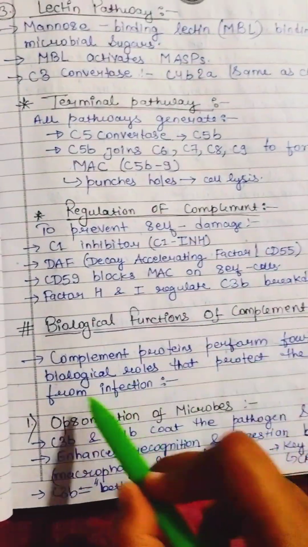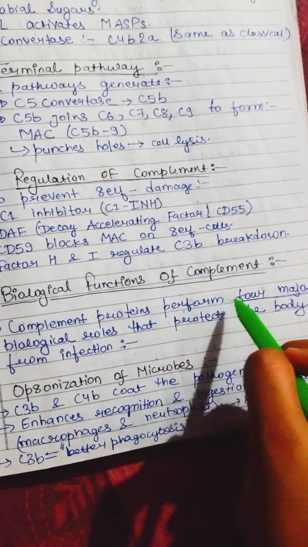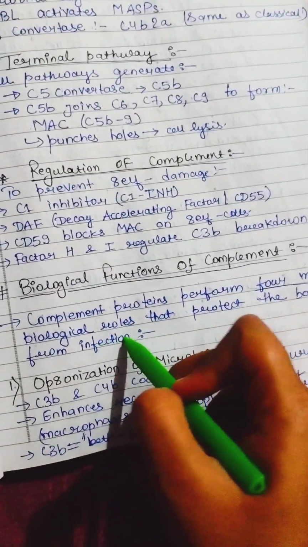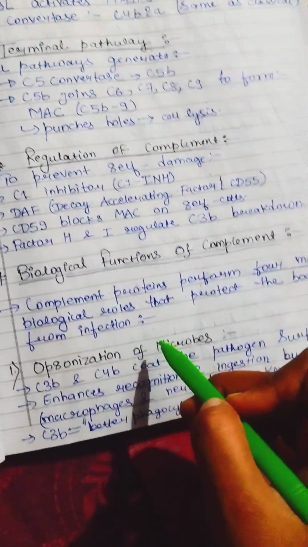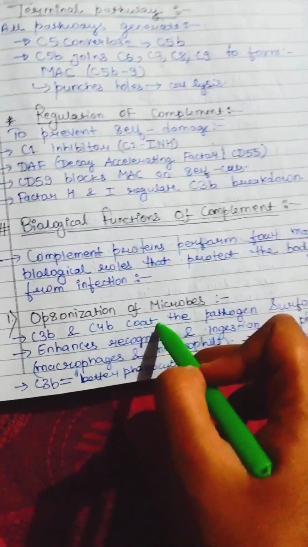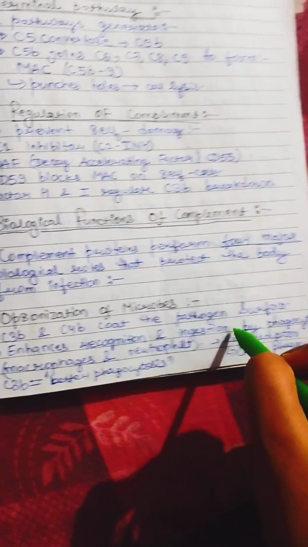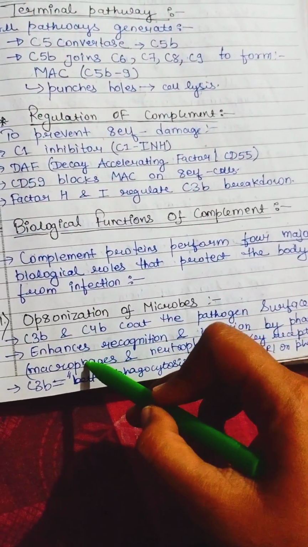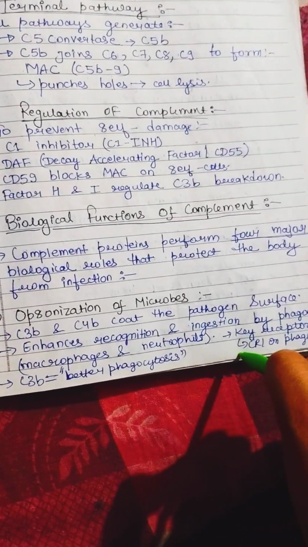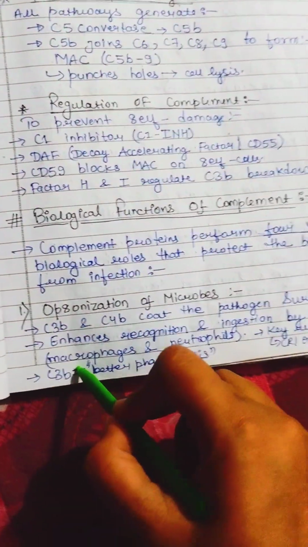Biological functions of complement. Complement proteins perform four major biological roles that protect the body from infection. First, opsonization of microbes. C3b and C4b coat the pathogen surface, enhancing recognition and ingestion by phagocytes, macrophages, and neutrophils. Key receptor CR1 on phagocytes. C3b is equal to better phagocytosis.